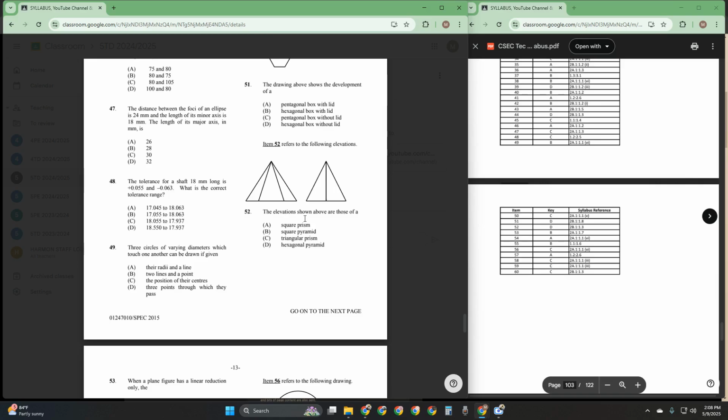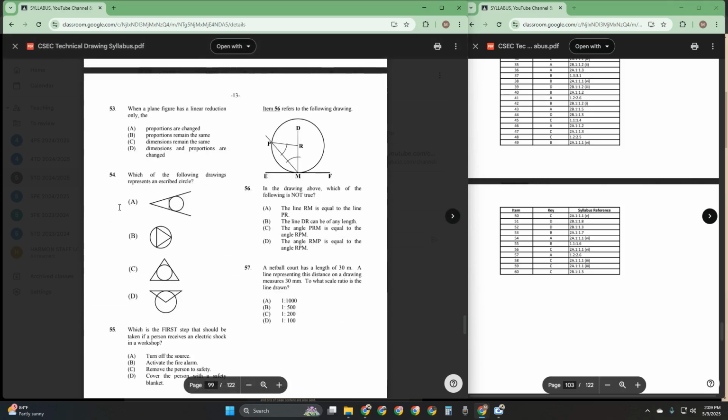52. The elevations shown above are those of a square prism, square pyramid, triangular prism, hexagonal pyramid. I like questions like these, and I remember coming across this in a previous video. 52. D. It's a hexagonal pyramid. Hexagon means it has 6 sides. 1, 2, 3. Okay, this makes sense. This makes sense, yeah. 52D. 53.